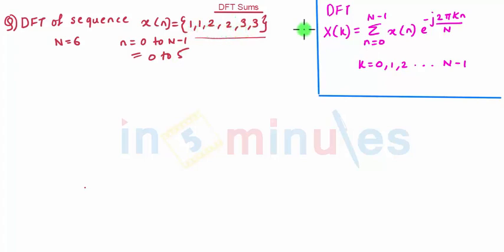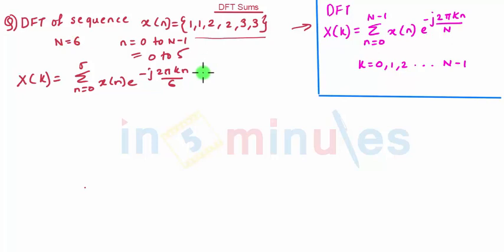Now according to the definition of DFT, we will find out X of k. So the general formula comes out to be X of k is equal to summation n is equal to 0 to 5 x of n e raised to minus j 2 pi kn by 6, as capital N is equal to 6, where k ranges from 0 to 5. Now as 2 and 6 get cancelled, it becomes pi kn by 3. Now we'll find out for the values of k.